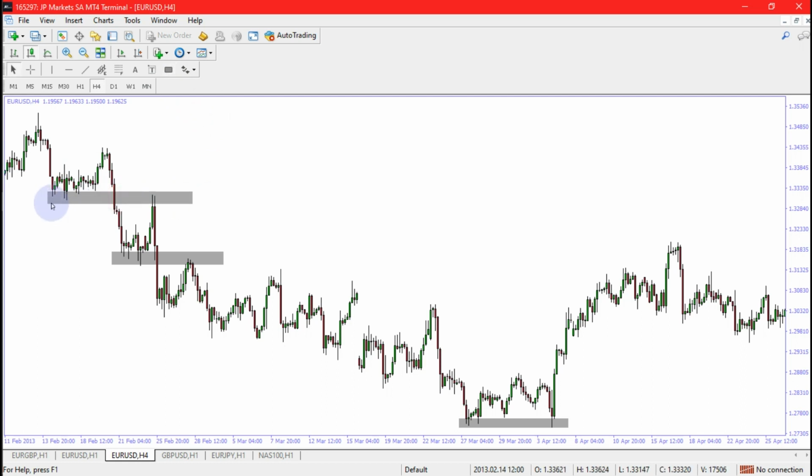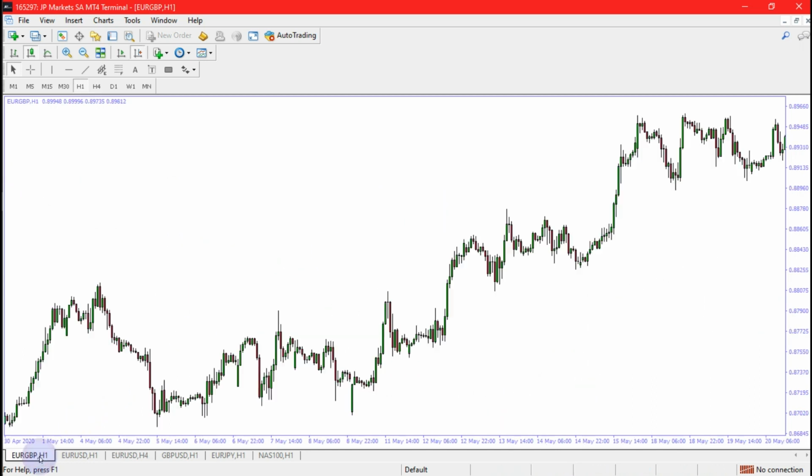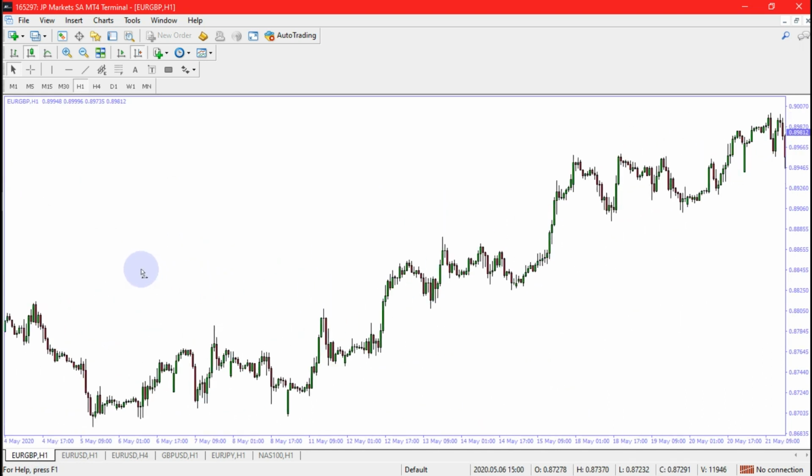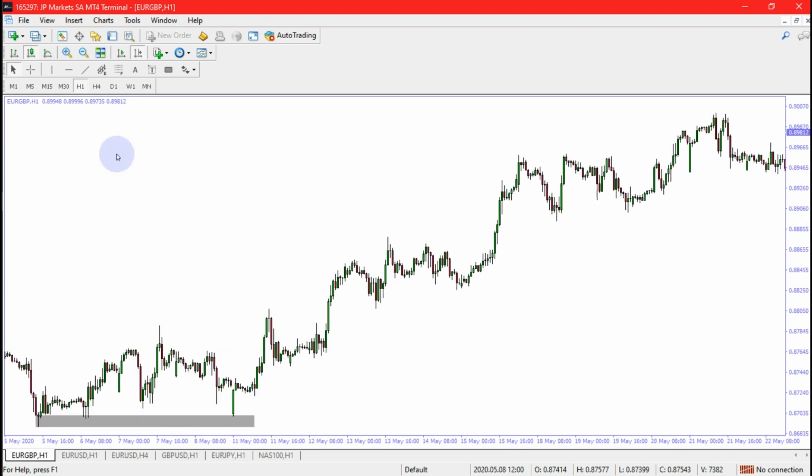If you can see what's happening here, medium retest, medium retest, medium retest, because the candlesticks are having what? A normal rejection. Normal, not a high rejection. Then let's try to check Euro GBP. Here's another level. Can you see? Normal retest, a medium retest, medium retest.